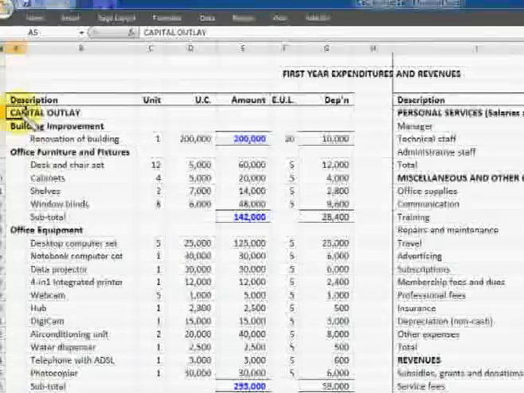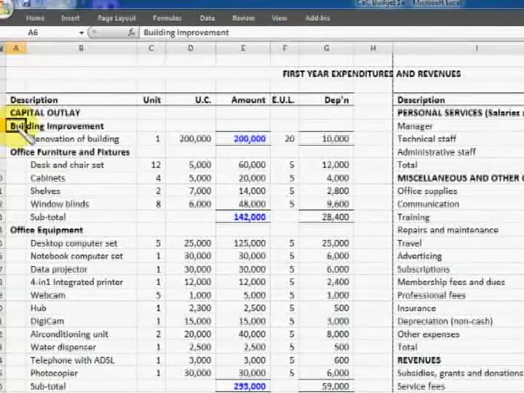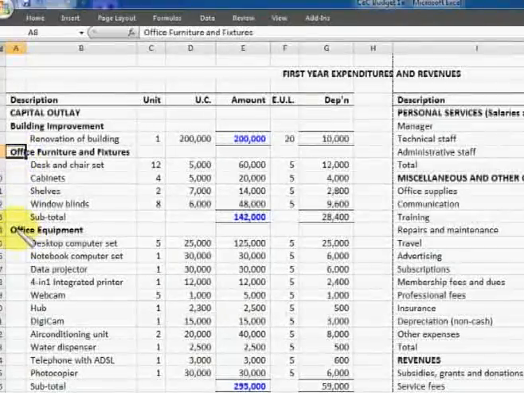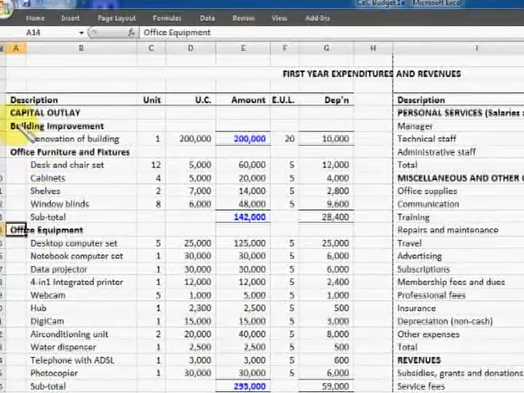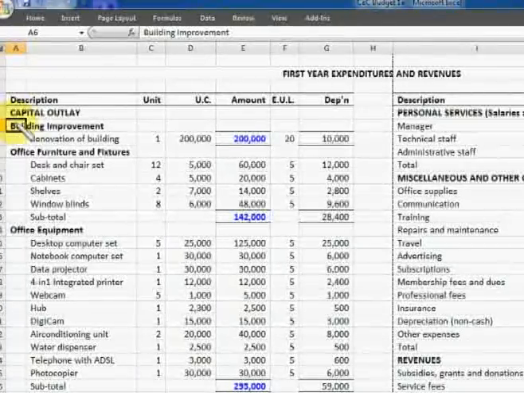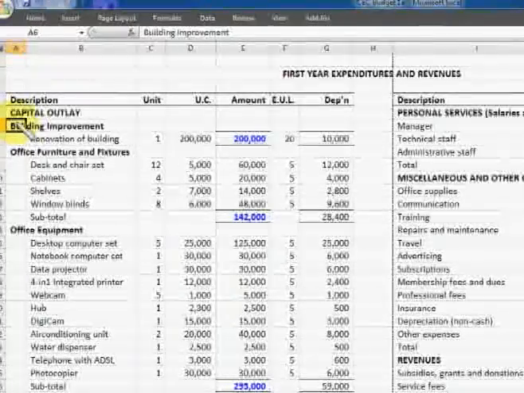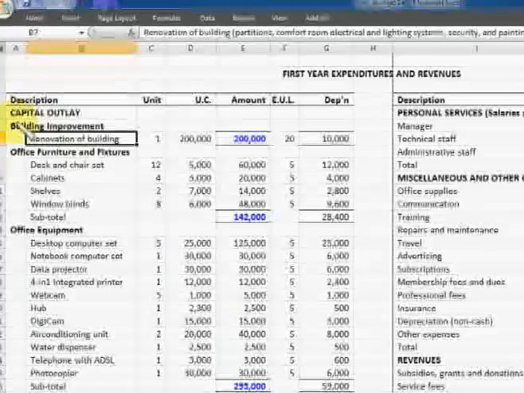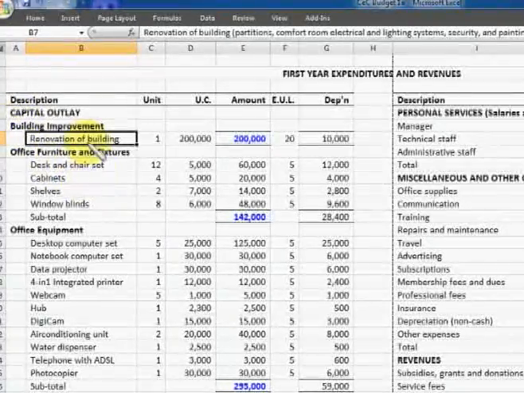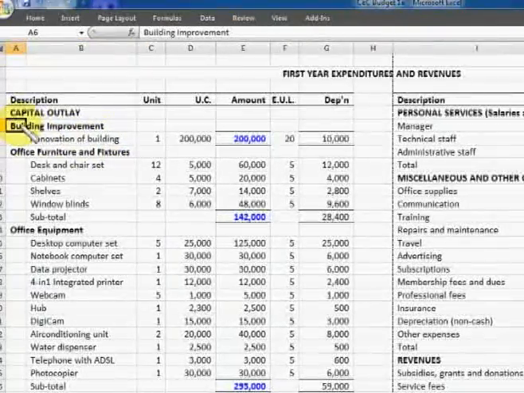For the capital outlay, we have under it building improvement, office furniture and fixtures, and office equipment. It is, of course, necessary that the CEC must have its own building or maybe just a space for it to operate. Now, in this example, we have the account building improvement, and the cost is for the renovation of the building provided by the local government. Although some CECs have their own buildings, in which case we use the building account instead of building improvement.